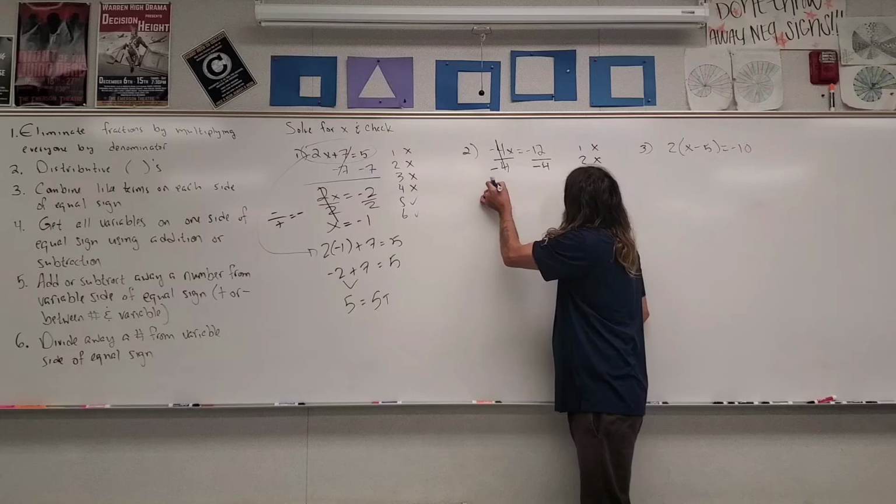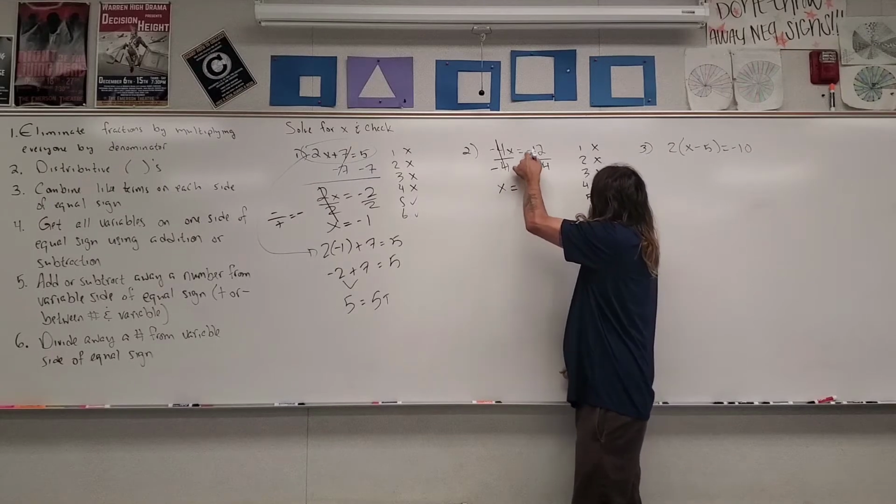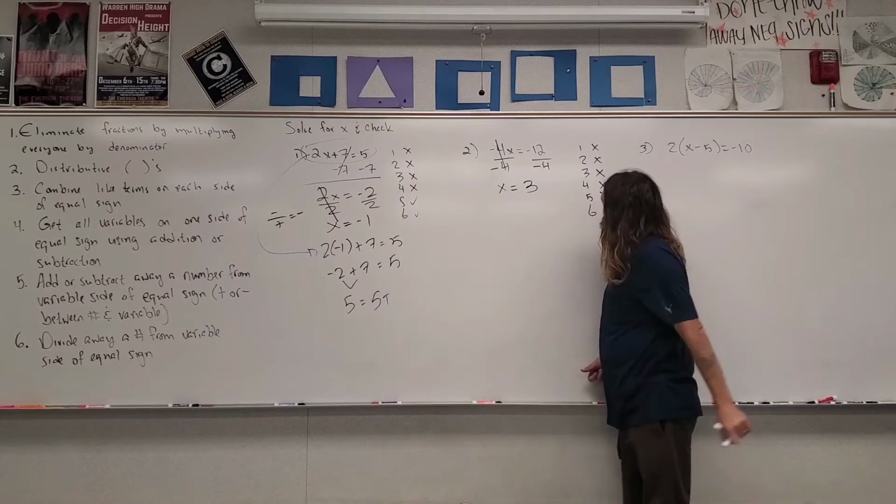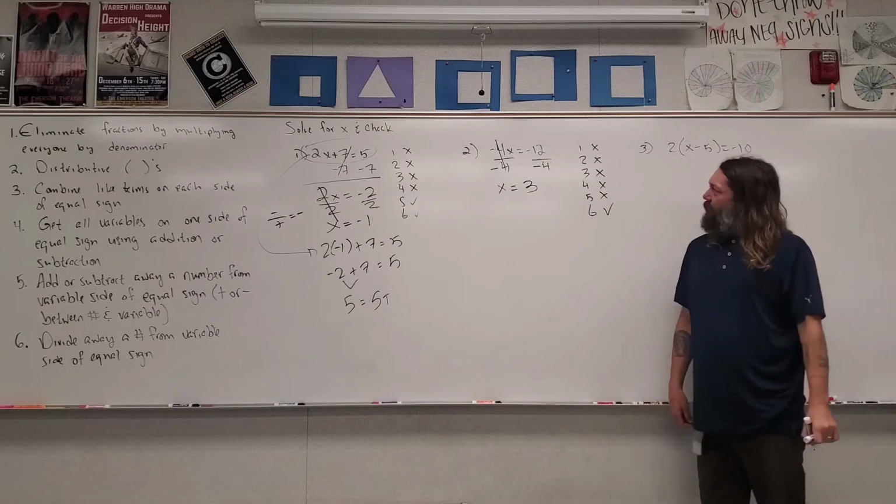So those 4's divide themselves out, and x is equal to a negative divided by a negative is a positive, and I need 3 4's to go into 12. So there's my answer, x equals 3.